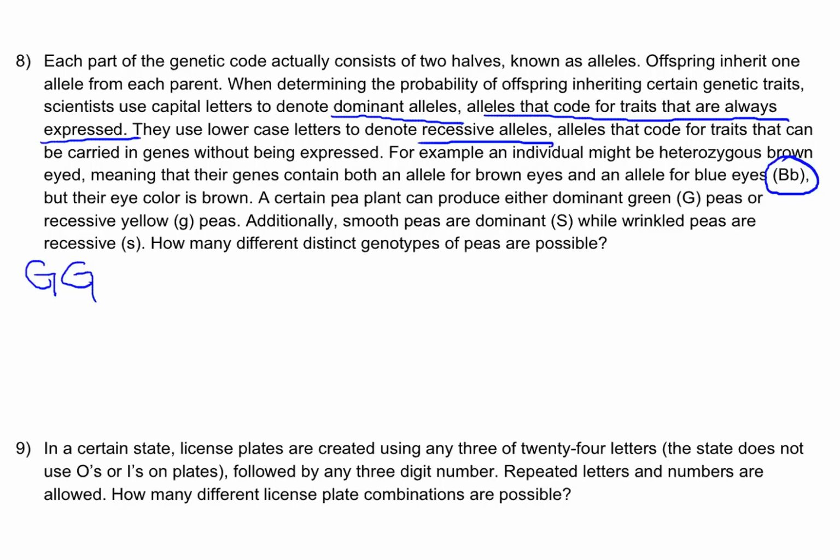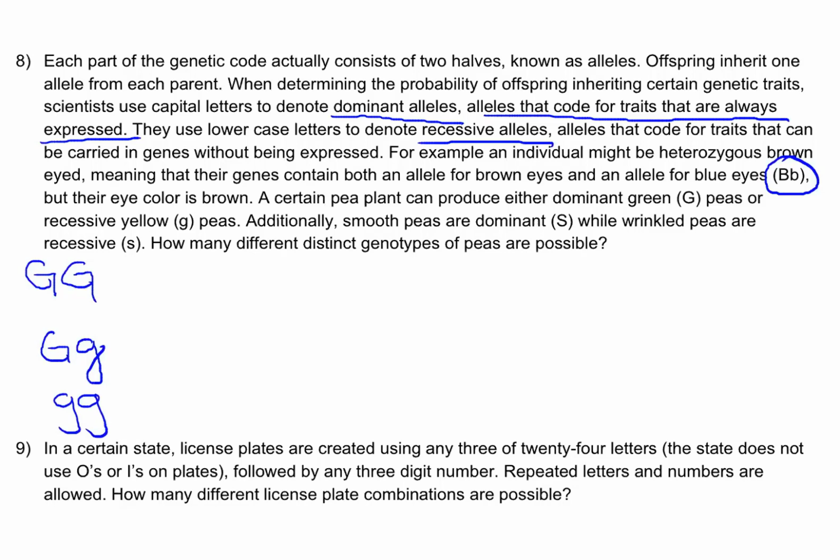Big G, little g. And then you're going to do little g, big G, right? Am I going to do little g, big G? Is that distinct from this one? I'm going to say no, it's not distinct. Little g, big G is not distinct from that one. It'd be the same basic genetic code. You would still have one green and one yellow. And so I'm going to say the only other option would be to have 2 little g's. Are you cool with that?